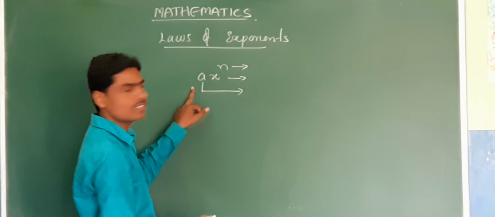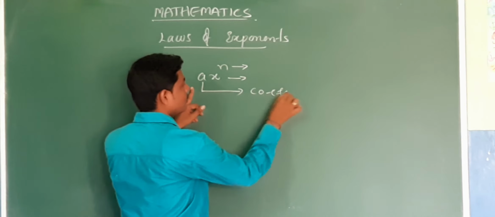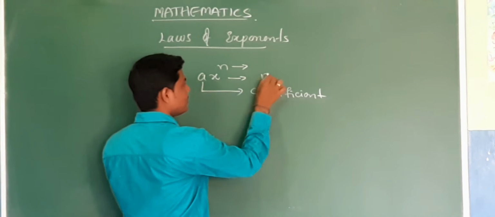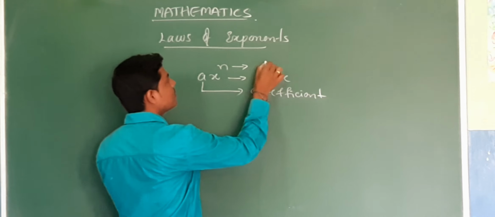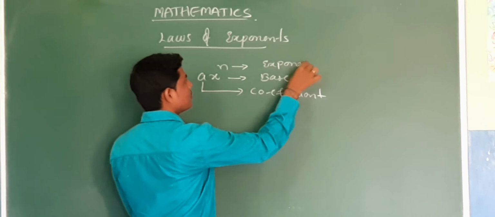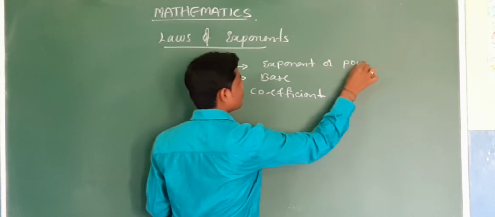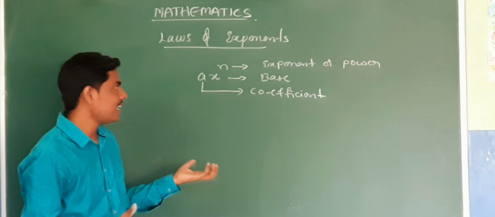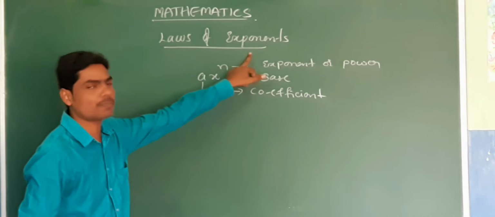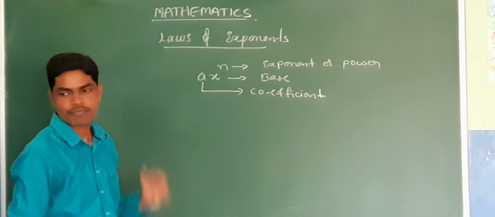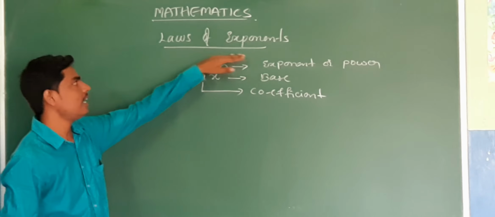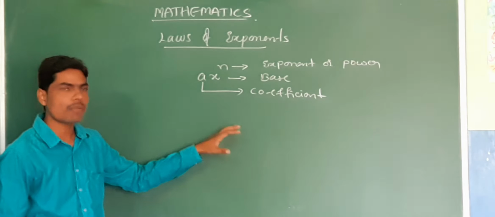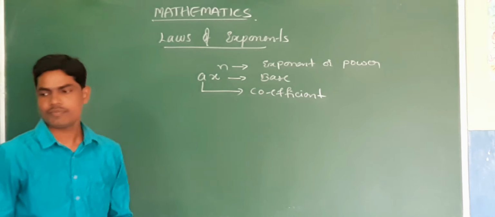Here, a is the coefficient, x is the base, and n is the exponent, or we can call it the power. Now, in this chapter, we are taking a deep explanation of these exponents, that means about powers. These exponents of variables depend on some formulas. Those formulas are called the laws of exponents.